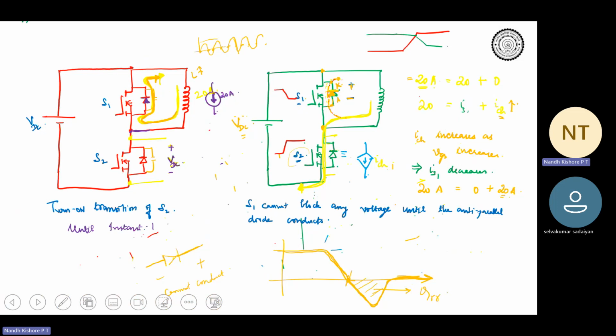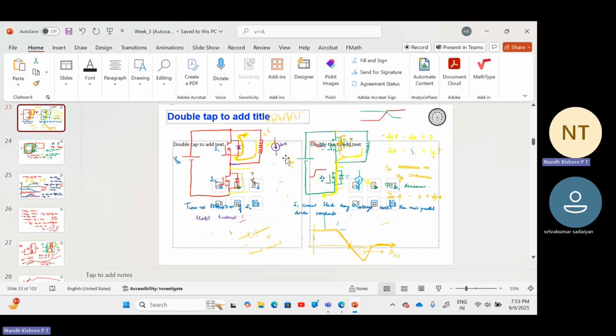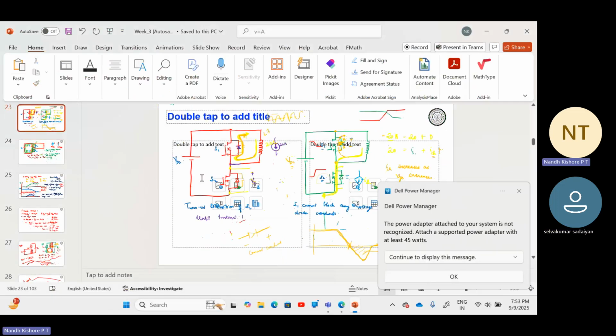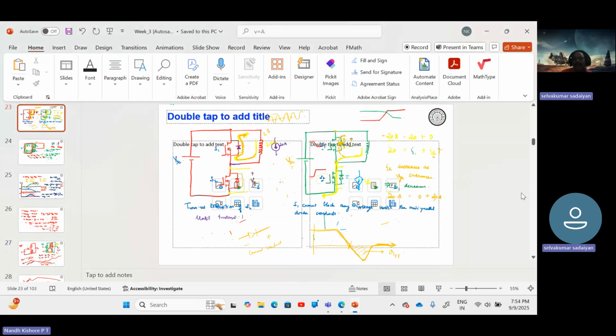Is this fine? Yes, sir, it's fine. I'll try to find out the turn off. Yeah, you can do that. So we can conclude over here. If you have any doubts, just ask, or else we will conclude today. No, sir. From next class, we will go to heatsink. Okay, sir.